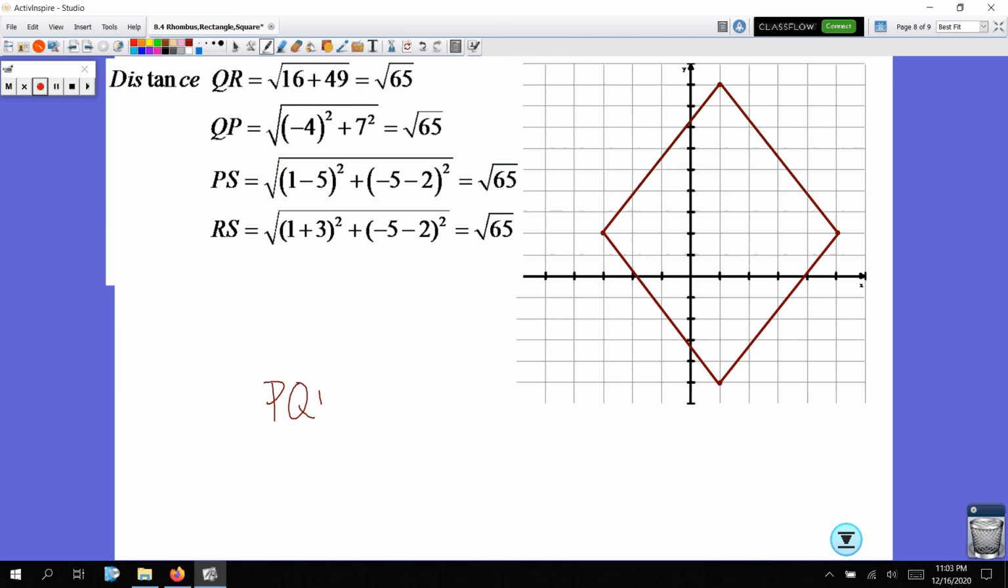So PQRS is a rhombus. Sorry, I misspelled it there. All right, cool. Okay, so now you know what it takes to be a square, a rectangle, and a rhombus. All of those are underneath the parallelogram umbrella.